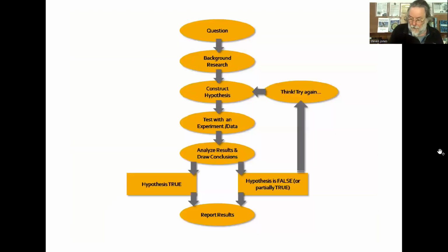But of course it has a feedback loop in it, because it's got to be a bit smarter than that. So let's say we have our question, we do some research, we construct our hypothesis, we come up with a test to test our hypothesis, and we look at the results and draw conclusions. If it's true, we might go ahead and report those results, write a paper, construct another test, or if it didn't work, or only partially worked, that's still a result, so we've learned from that, but then we might fine-tune our test, fine-tune our hypothesis, and go around the process again and keep trying until we get the right result.